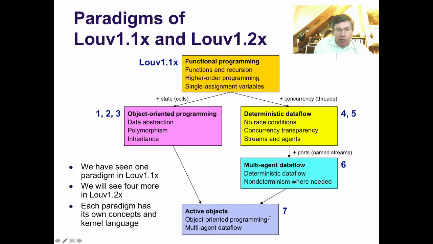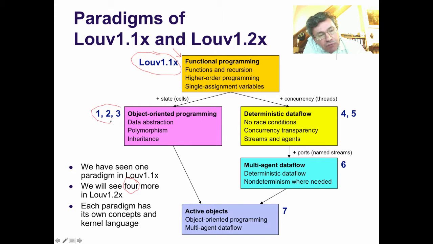So in Louvain 1.1x, we saw a first complete coherent paradigm called functional programming, with its kernel language and its techniques: higher order programming and so on, loops, invariants, recursion, and so on. Now we're going to build on that. We're going to see 4 more paradigms in Louvain 1.2x. Each of these paradigms will organize certain concepts into a coherent whole that we can then use to think about and build systems with.